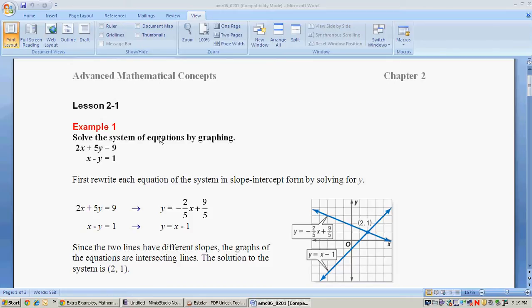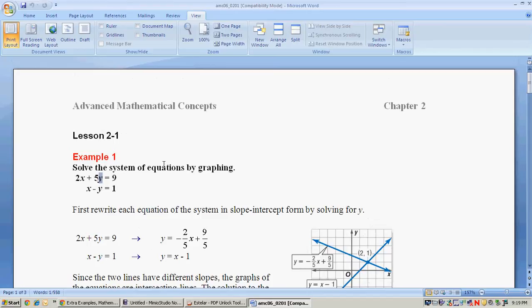We're starting chapter 2, which is systems of equations in various forms. This first section is dealing with two equations and finding their intersection, which is solving two equations with two unknowns. What we mean by two unknowns is, for instance, we have an x and a y. We're trying to find what number I can put in for x and for y that will make this equation equal to 9, but those same two numbers will make this equation equal to 1.